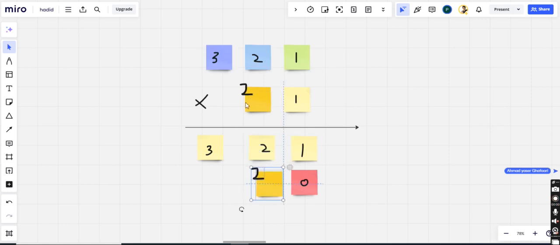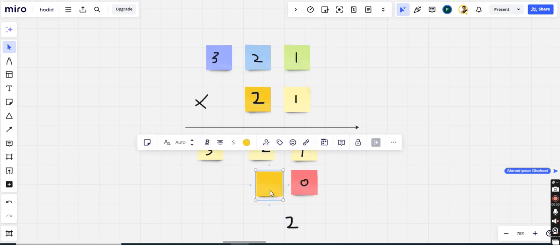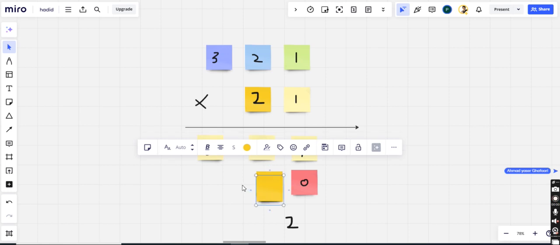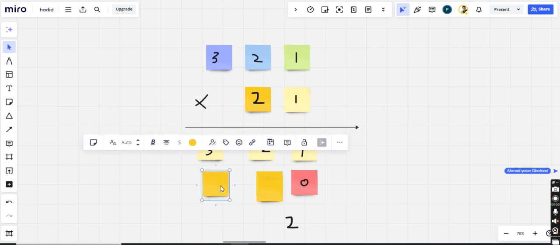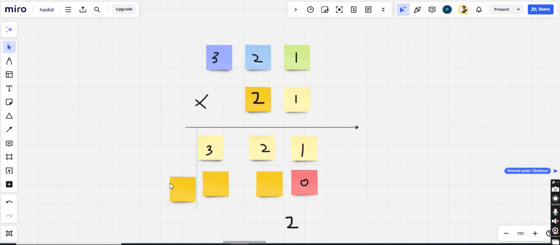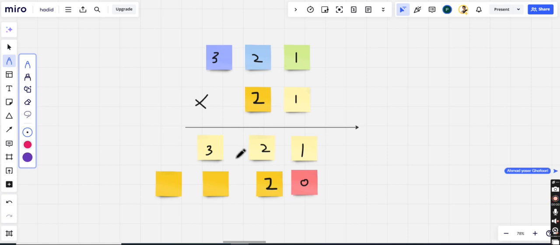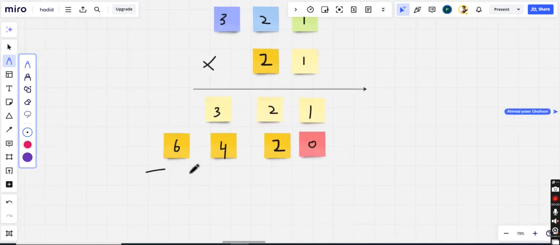2 times 1 we get 2. Good. And 2 times 2 we get 4. Good. So 2 comes here. 2 times 2 we get 4 and 2 times 3 we get 6. Now, dear, we add all of these.